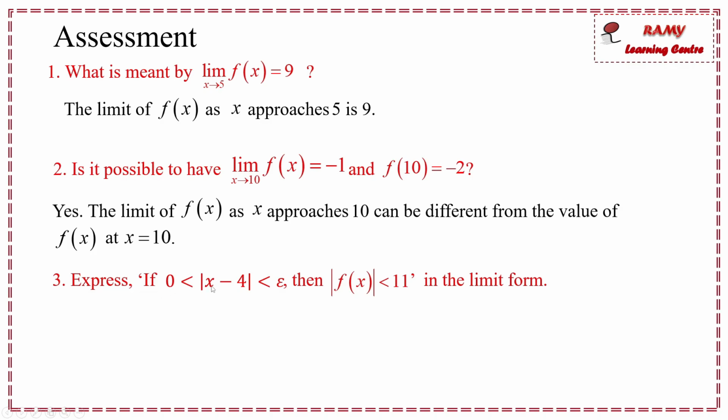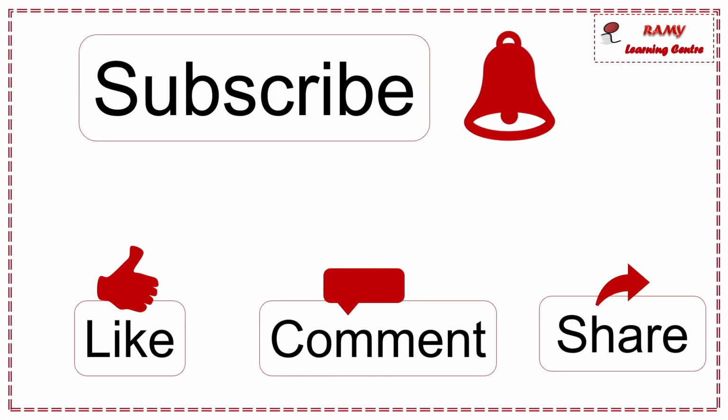Express if modulus of x minus 4 is greater than 0 and less than epsilon, then modulus of f of x is less than 11 in the limit form. Limit x tending to 4 of f of x is equal to 11.